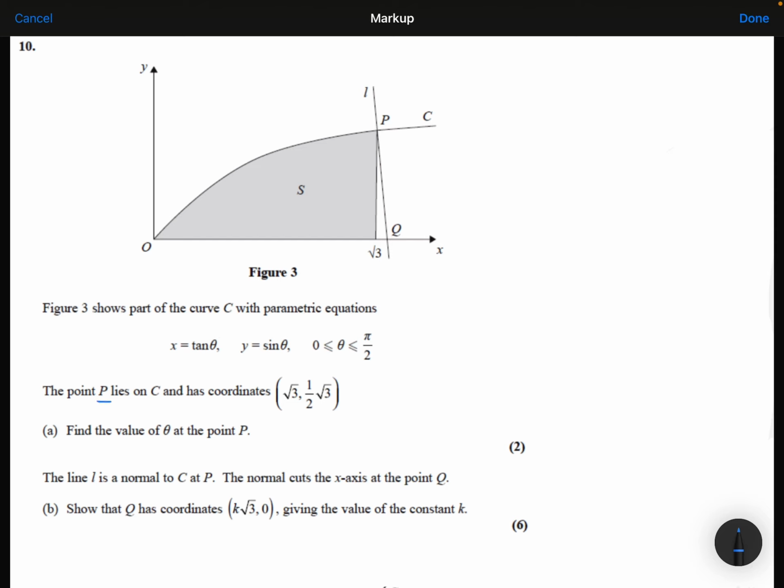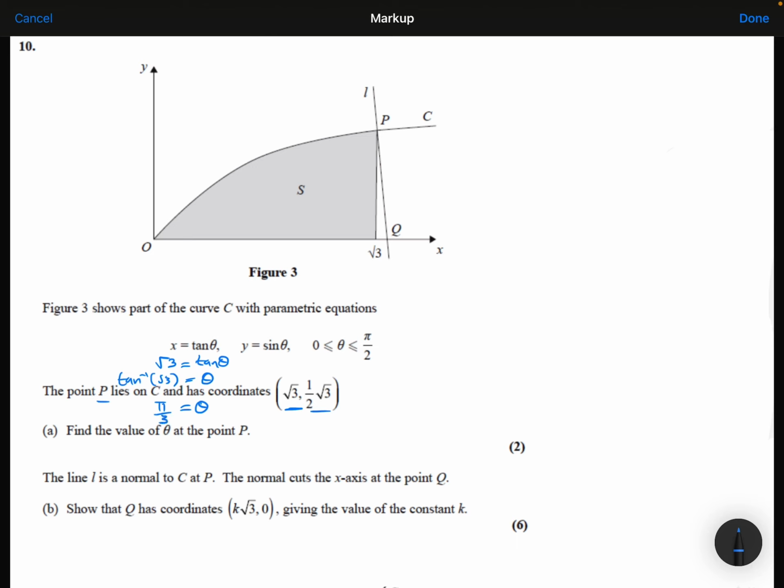So at the point P, I know that the x coordinate is root 3, and I know that the y coordinate is a half root 3. So if I make my x equal to root 3, I find that tan theta has to equal root 3. So if I do tan inverse of root 3, I find that theta is going to equal pi over 3.